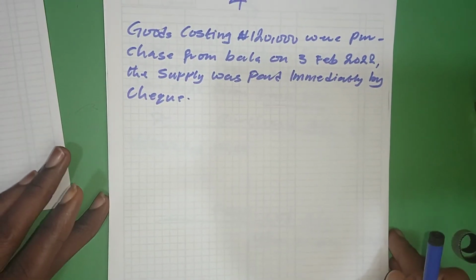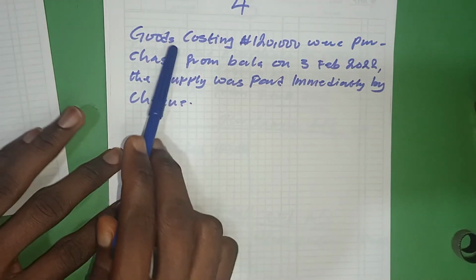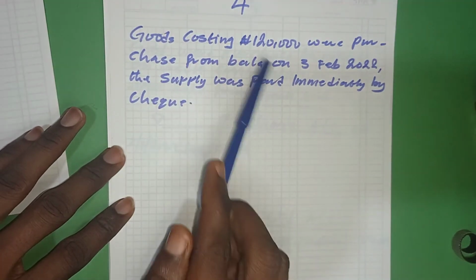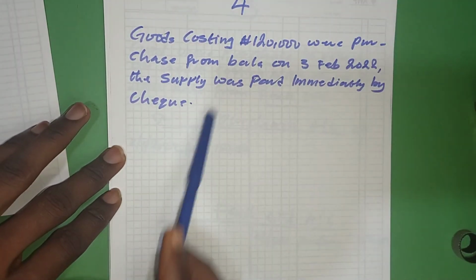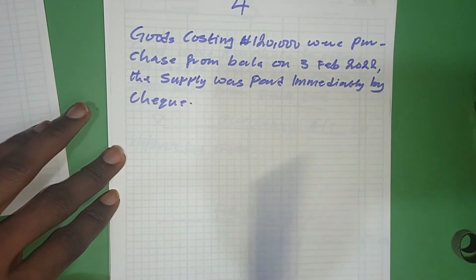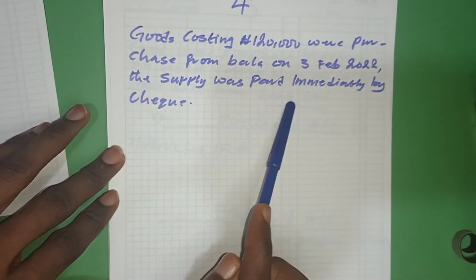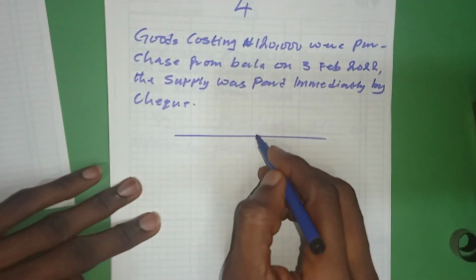Are you with me? Just pay attention as we are moving. Goods costing 120,000 were purchased from Bala on 3rd February 2022. The supply was paid immediately by cheque. Let's draw our two accounts.